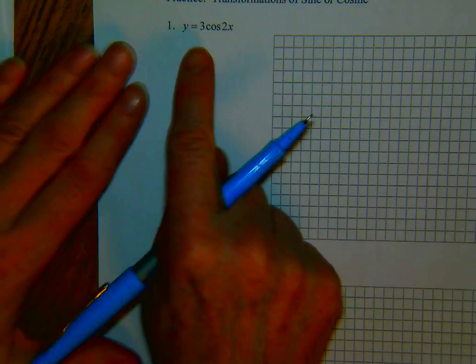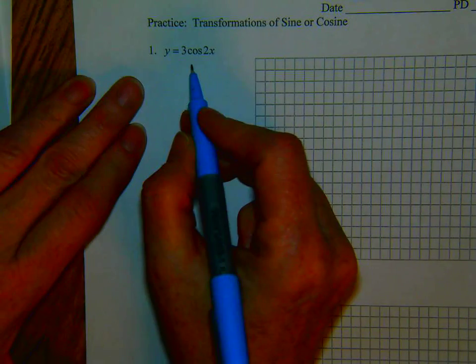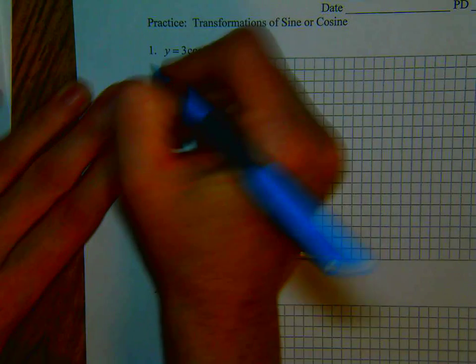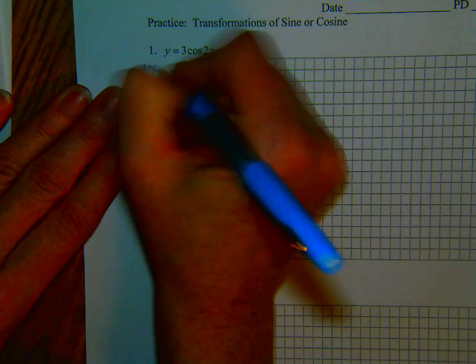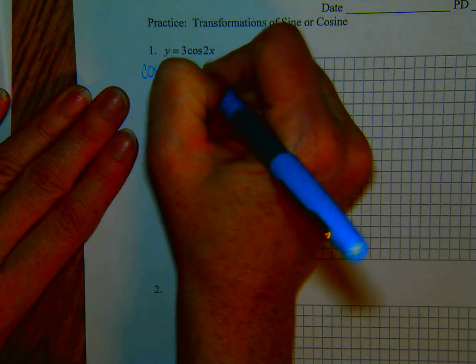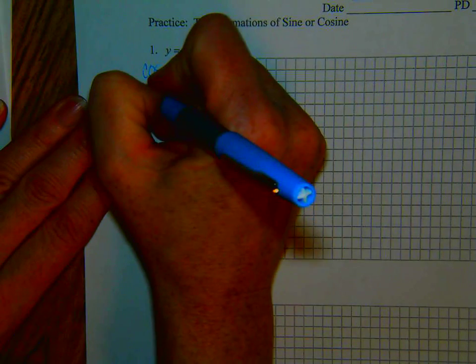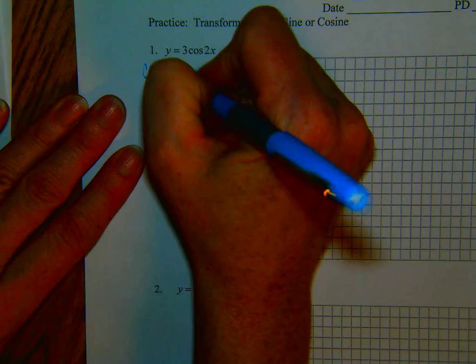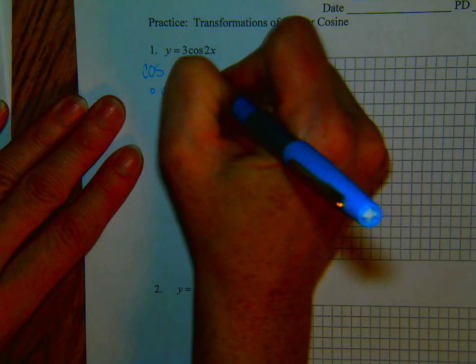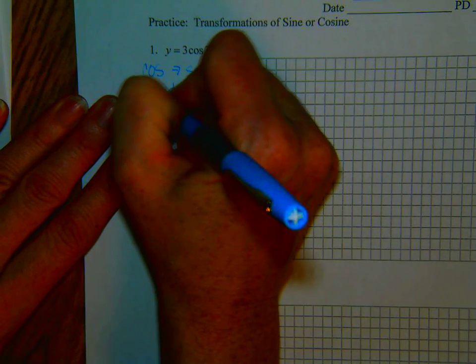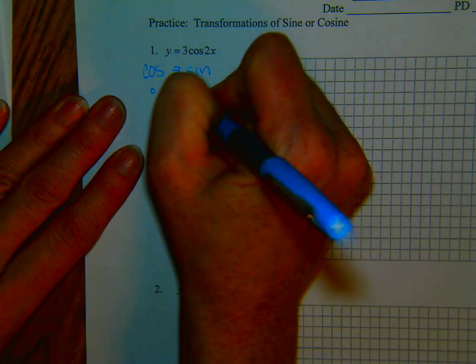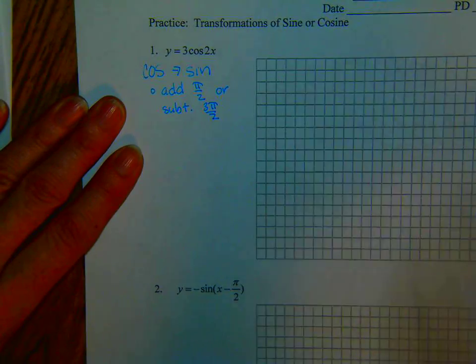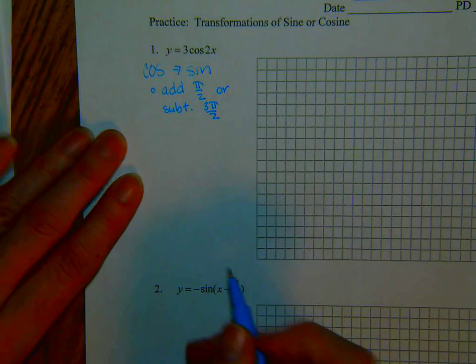So let's take y equals 3 cosine 2x. All right, we're going from a cosine to a sine. So let's write that down. Cosine to sine. Therefore, what are we going to do? We are either going to add pi over 2 or subtract 3 pi over 2. Okay, so we'll do both.